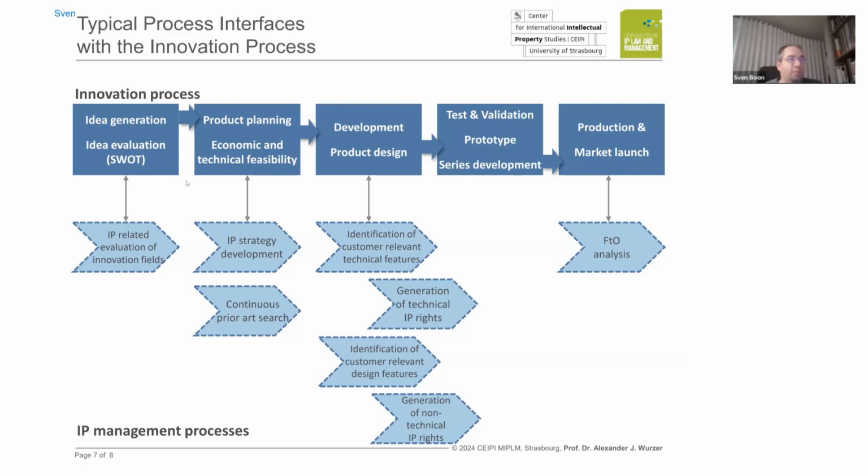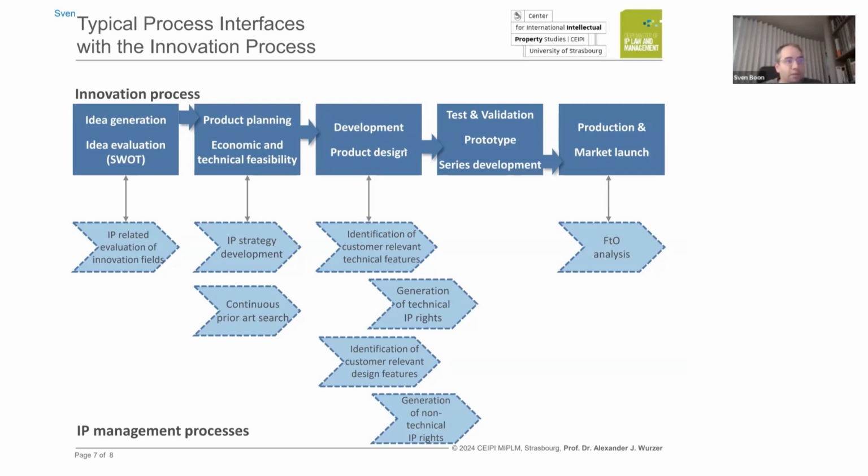Then in the product planning phase, there will be a link with the IP strategy development, where, for example, the desired economic effects, the identified customer benefits, and the differentiating USPs will also be shaping the innovation. There will be continuous prior art search to also align with the innovation team on which direction the development should be going.